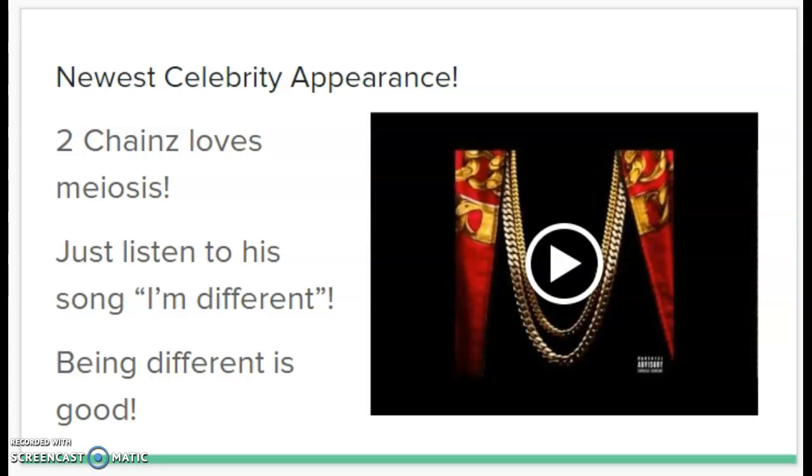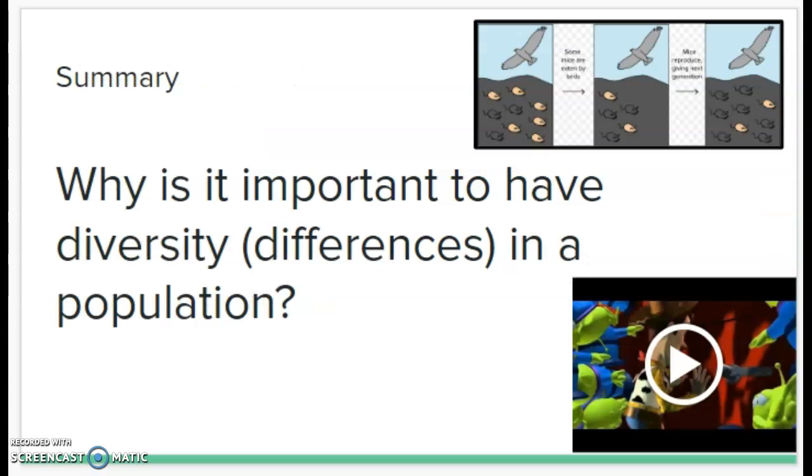This is the main benefit, in case the environment changes. It gives males and females choice in relation to sexual selection, so they're not all choosing someone that looks the same. So again, it all leads back to natural selection. Okay, so why is it important to have diversity, differences, in a population? Because again, it allows some to survive even if some die.